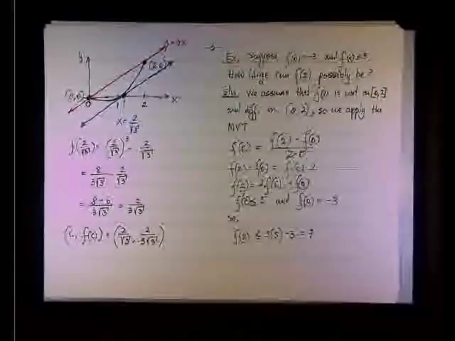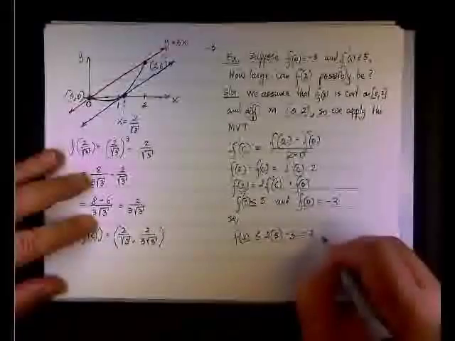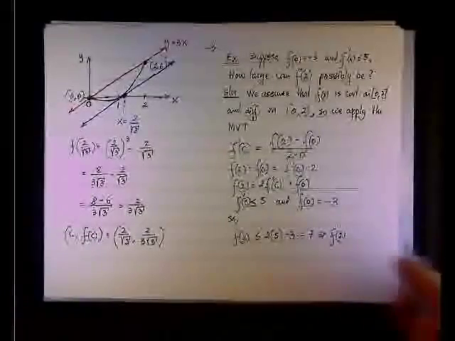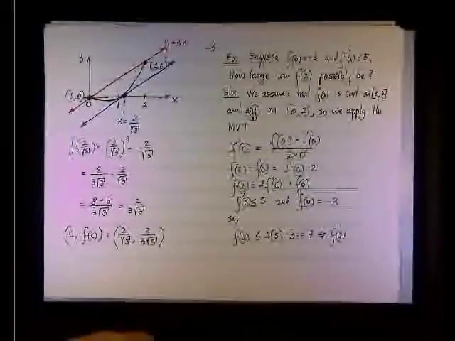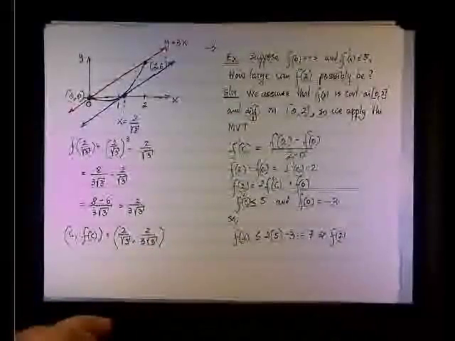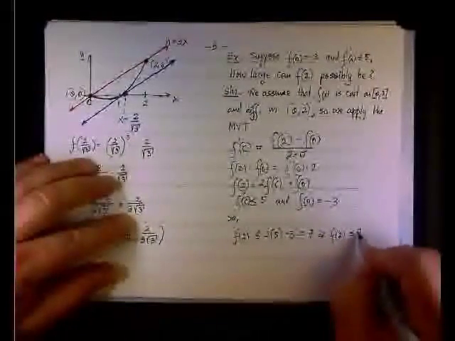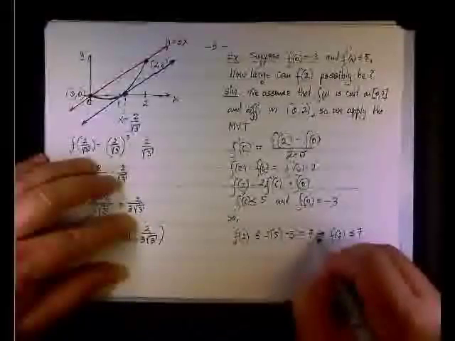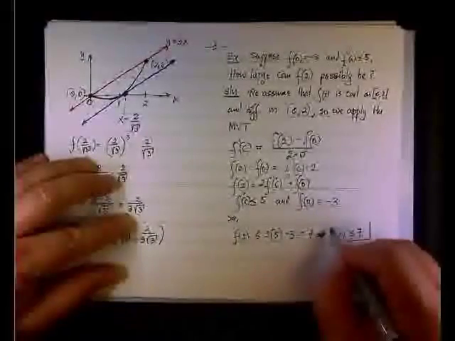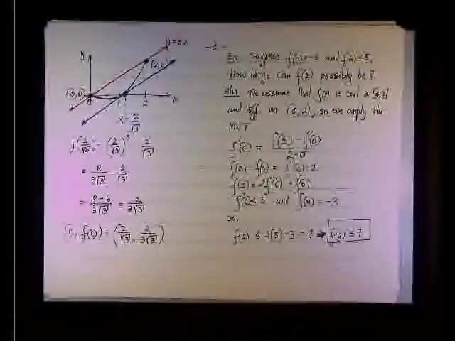So this is the maximum value. So we can say that f of 2, not f prime, f of 2, the largest value is 7. The largest possible value of f of 2 is 7, and this is the answer to the question. And I believe that you have something like this in tonight's homework.